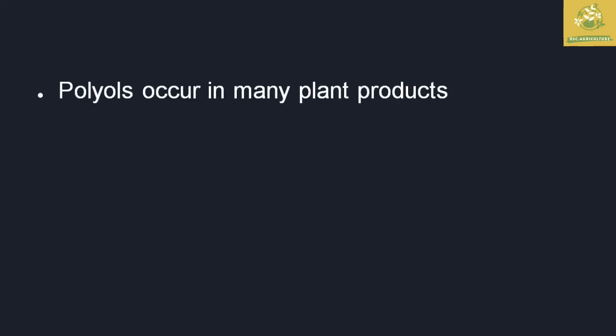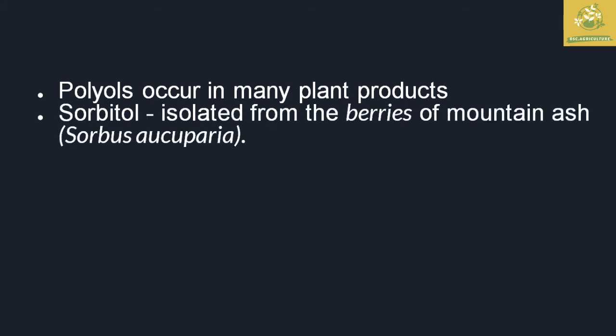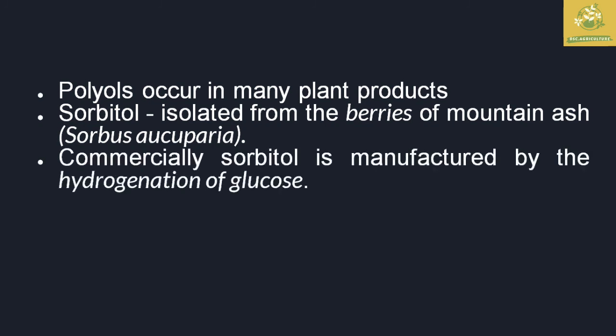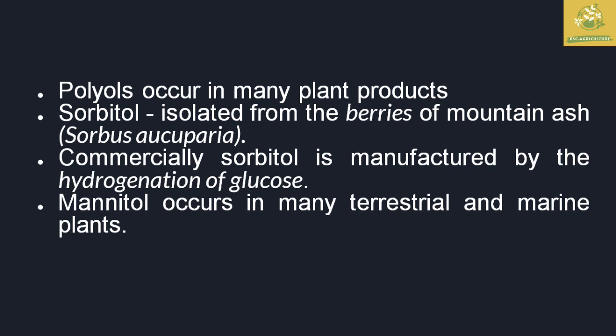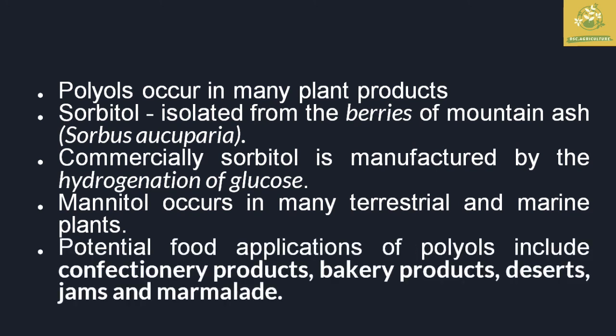So polyols mainly occur in many plant products. For example, sorbitol is isolated from the berries of mountain ash, and commercial sorbitol is manufactured by the hydrogenation of glucose. Mannitol occurs in terrestrial and marine plants. The potential food applications of polyols include confectionery products, baked products, desserts, jams and marmalades, where you can see the potential application of polyols.